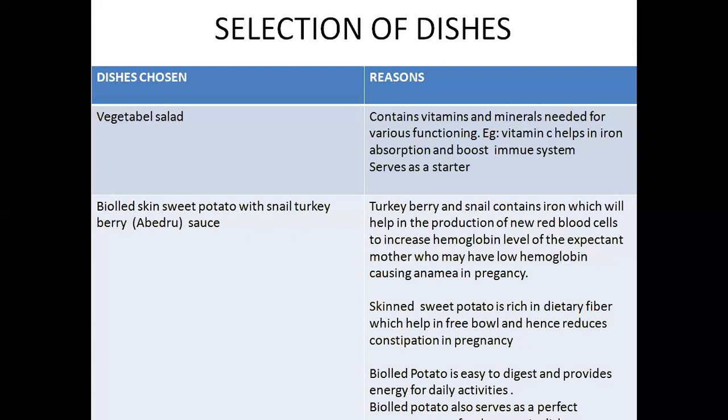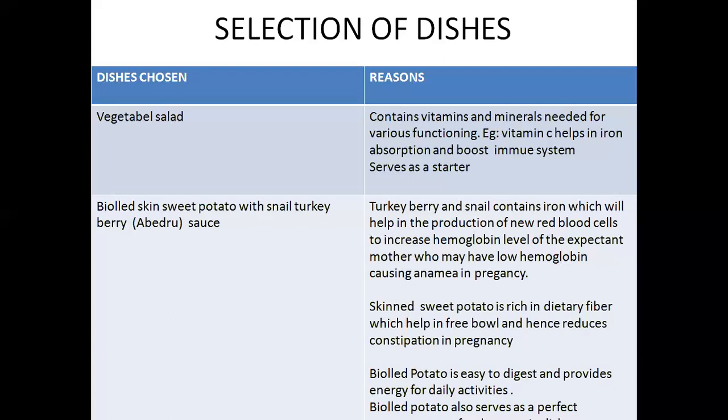That is why I have my vegetable salad as my starter. I have my boiled skin sweet potato with snail turkey berry sauce, which is my main course. And we know that the main course is the heaviest part of the meal, the protein course, and the dessert, which is my banana pancake.